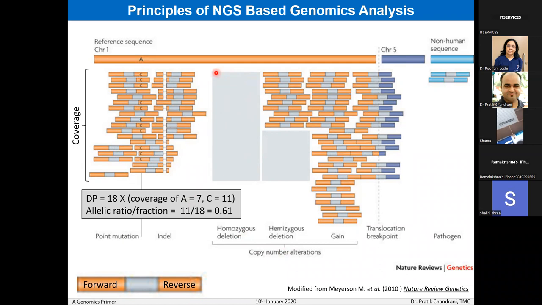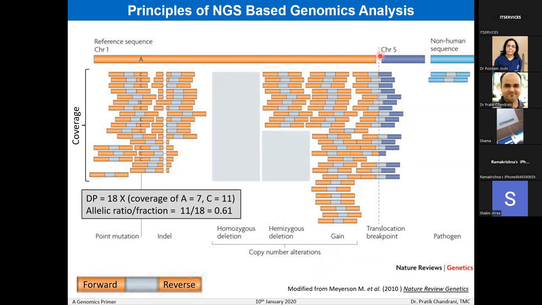a particular gene, has been deleted. Either both the copies are deleted or a single copy has been deleted. One copy is present. So these are called homozygous deletions or hemizygous deletions. Similarly, if there is more than the average number of reads at a particular location, then that indicates copy number amplification or copy number gain, in which more than two copies of a particular gene are present. And this is again a type of copy number variation.